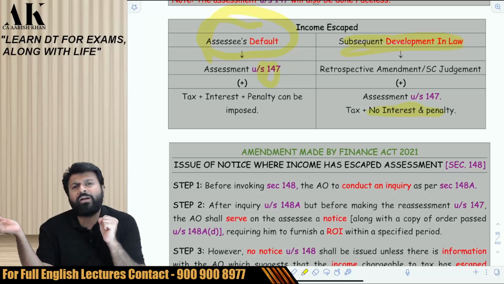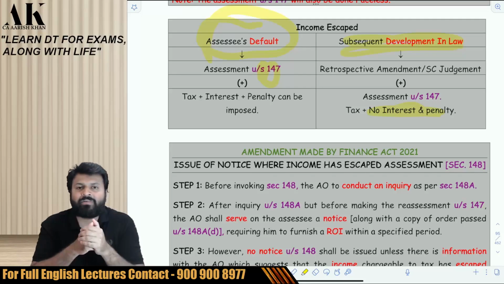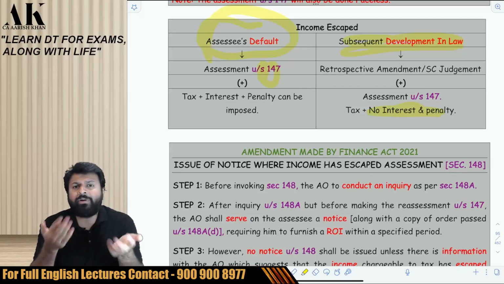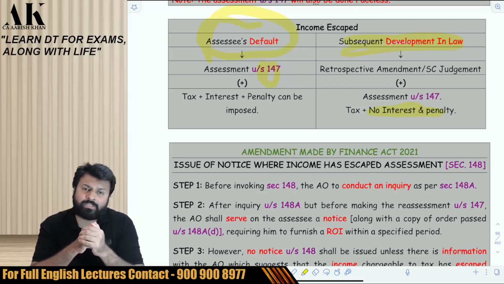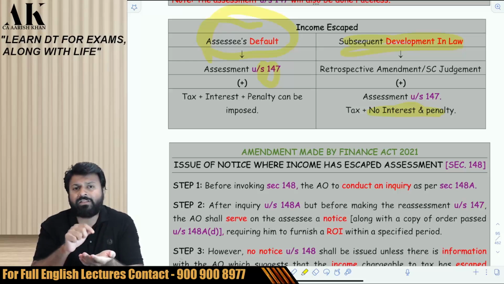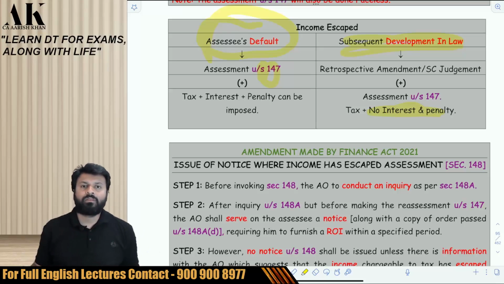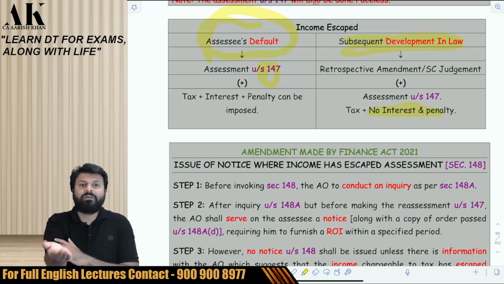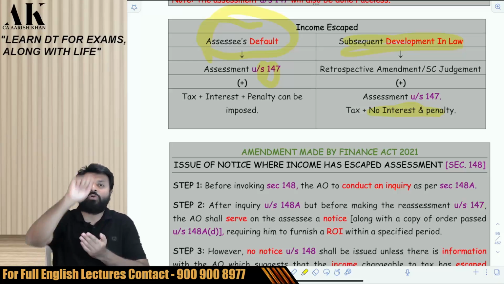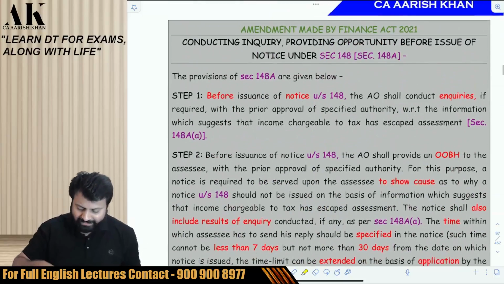If the assessee has already filed an ITR, is he liable to file again? Yes, he is liable to file again under 148. Within how many days is he liable to file the ITR? That will be mentioned in the notice itself. But before sending the notice under 148, the AO has to conduct some inquiry, which is done under section 148A on the next page.